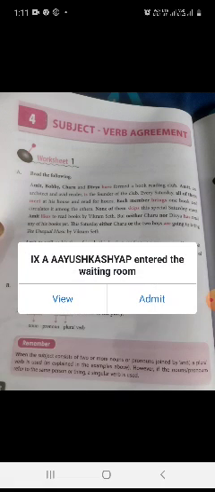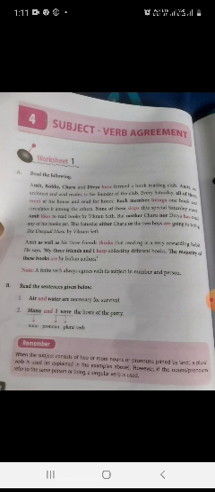Today we shall learn the chapter. This is a very important chapter of grammar that is known as subject plus verb agreement. You have already studied it in class 8 also, so it will be revised.